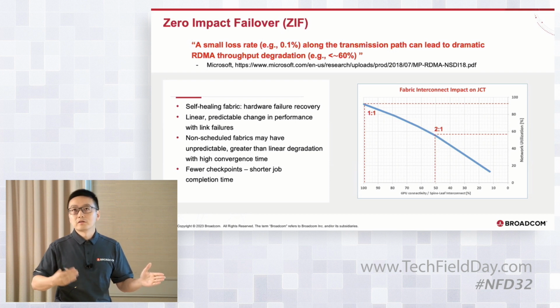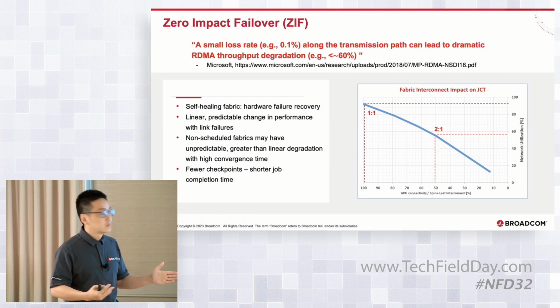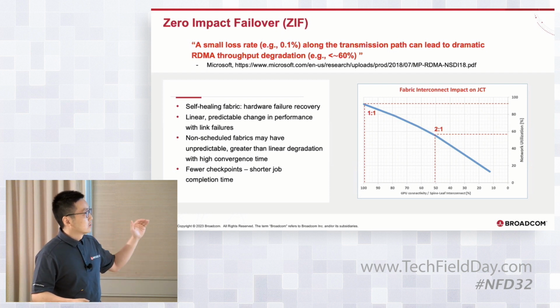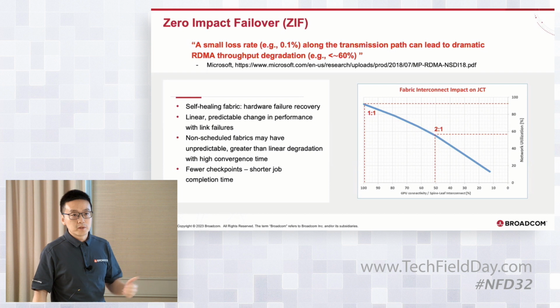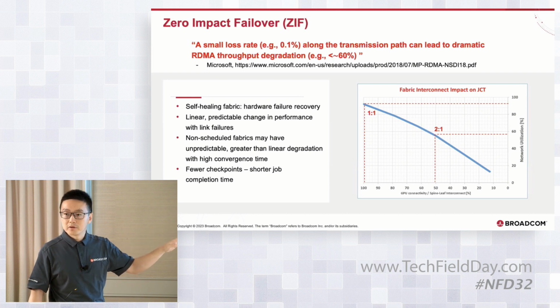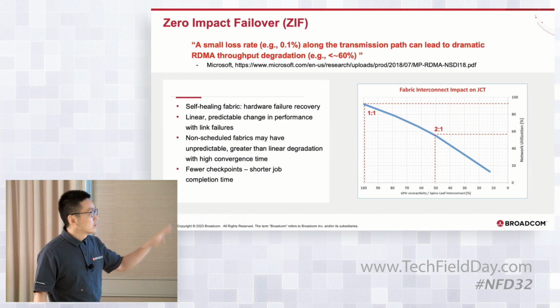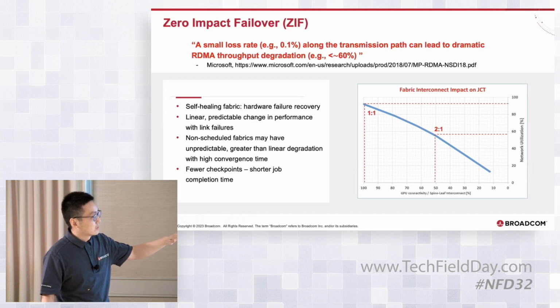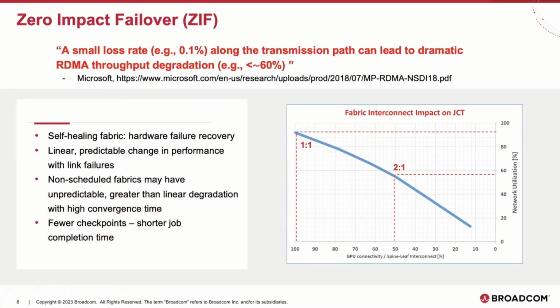It's around 10 nanoseconds performance. And second is the extent of the impact caused by the failure. We did some testing together with one of the hyperscaler customers. In this test, the x-axis is the ratio between the bandwidth to the endpoints and the bandwidth to the fabric. We start from 1 to 1, which means there's no failure. And the y-axis is the network utilization.